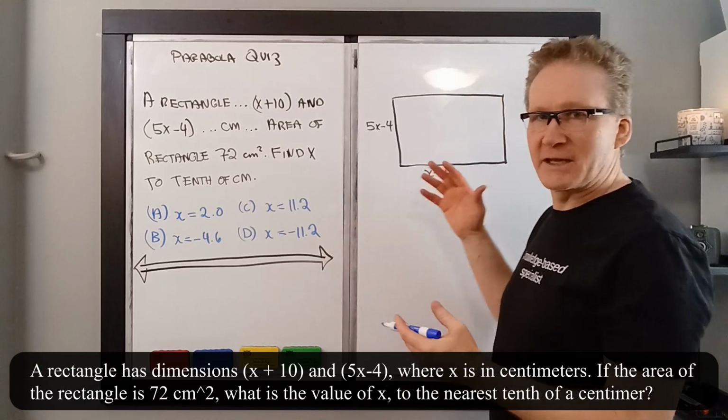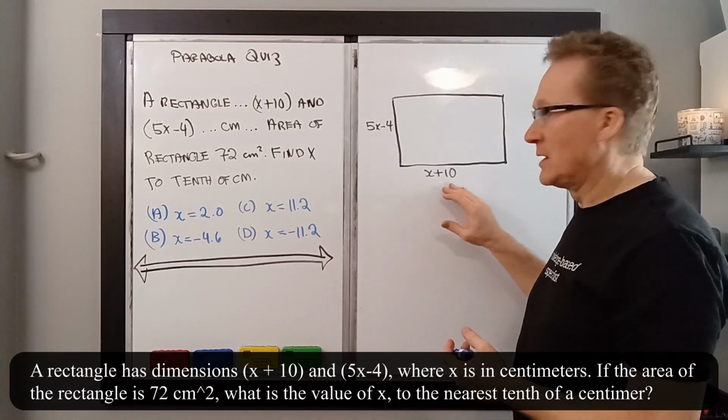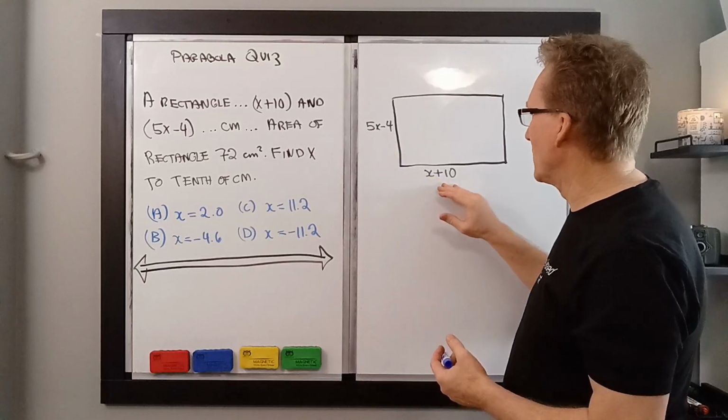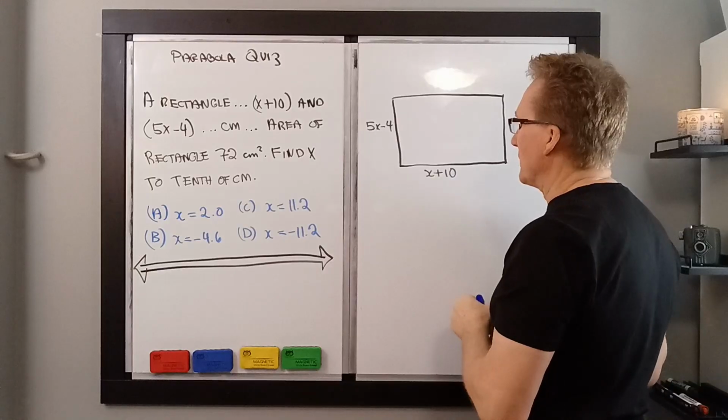So I've just sketched it out for you. That's one of the first things to do in a problem like this: sketch it out. So here's a rectangle. One of the sides, it doesn't matter which one you call x plus 10 and which one you call 5x minus 4. Just call one one and one the other.